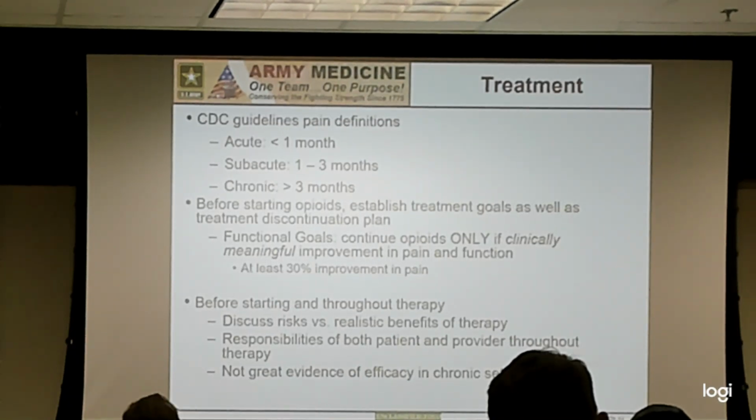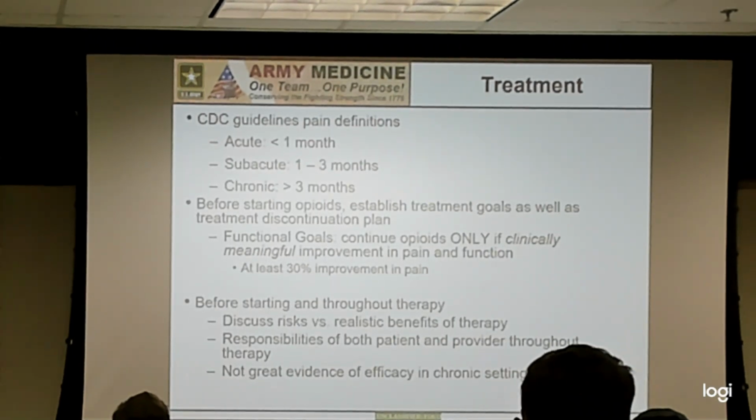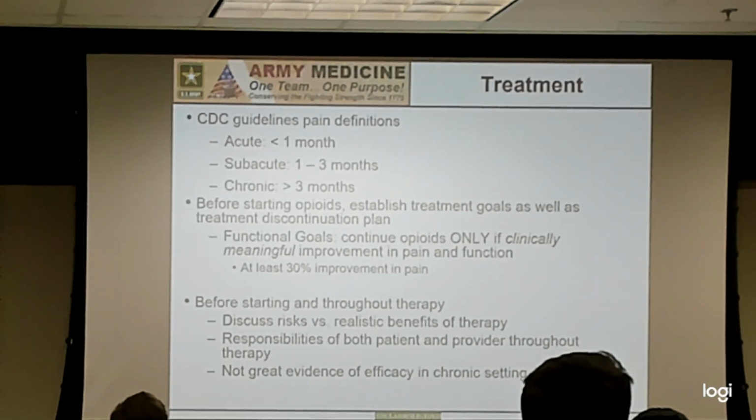So your acute, less than 1 month. Subacute, 1 to 3 months. Anything over 3 months is chronic, okay? So as you hear this when we're going through, these are how they're categorizing acute, subacute, and chronic.